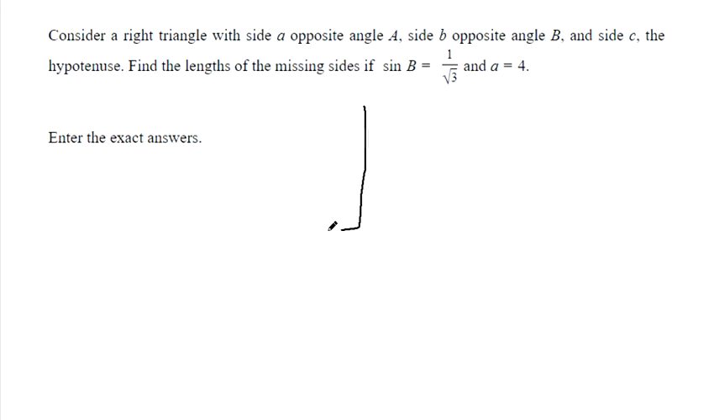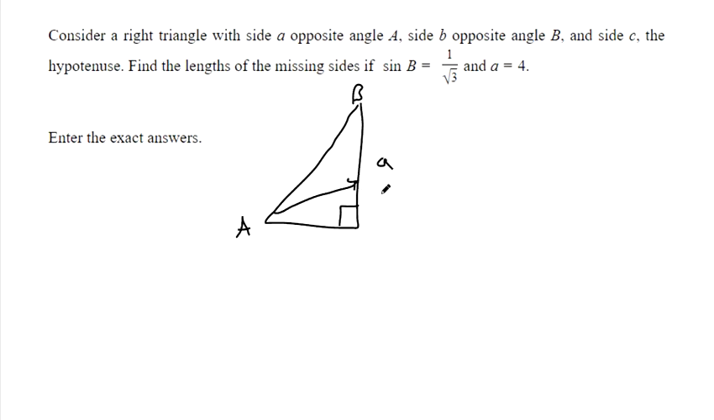So we're supposed to consider a right triangle. With A opposite of capital A. Usually the capital letters are the angles, and the lowercase letters are opposite of their corresponding capital letters. And then lowercase c stands for the hypotenuse. They tell us that sine of B equals 1 over the square root of 3.